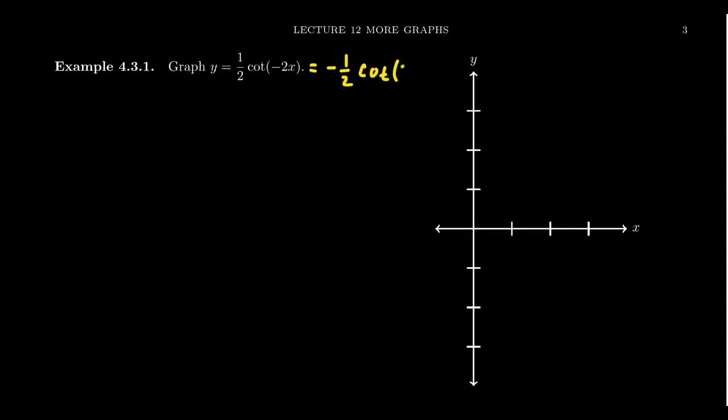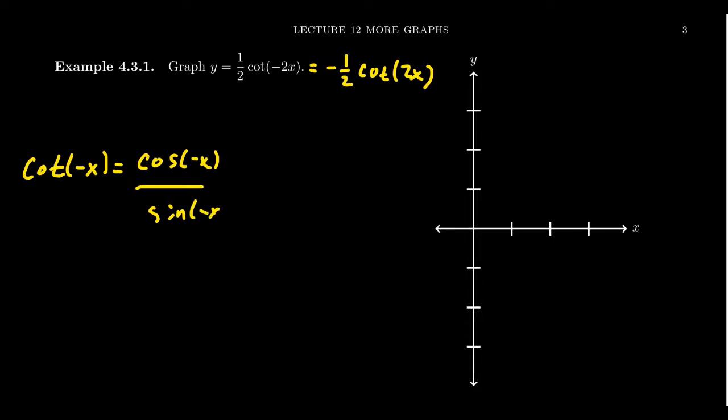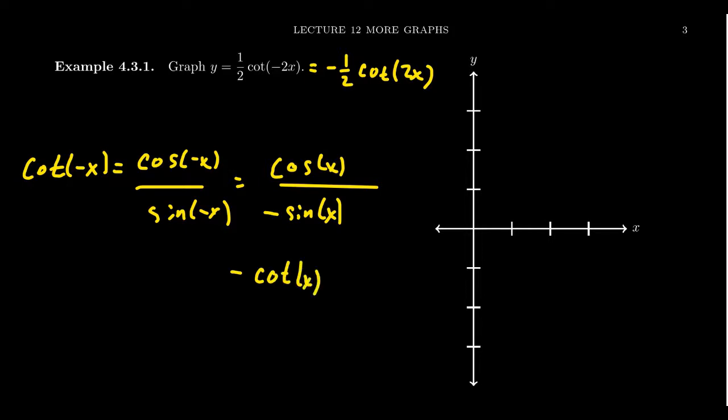Cotangent of 2x. And if you're not sure why the negative sign comes out, remember with cotangent, if you have a cotangent of negative x, cotangent is the same thing as cosine of negative x over sine of negative x. Cosine, we should remember, is an even function, so the negative sign just disappears. Sine, on the other hand, is an odd function, so it spits the negative sign out. And so the net effect is you have a negative sign in front of the cotangent.